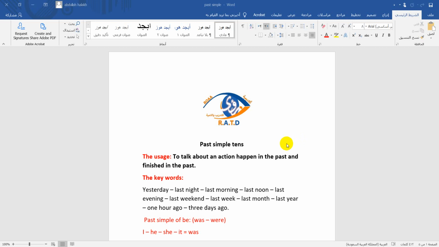Past simple tense, it is one of the tenses in English grammar. So it is very important to know the usage and the keywords and how we can write sentences in past simple tense, because it is useful for writing paragraphs.